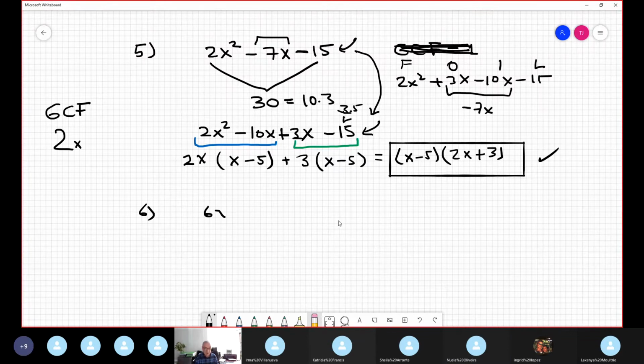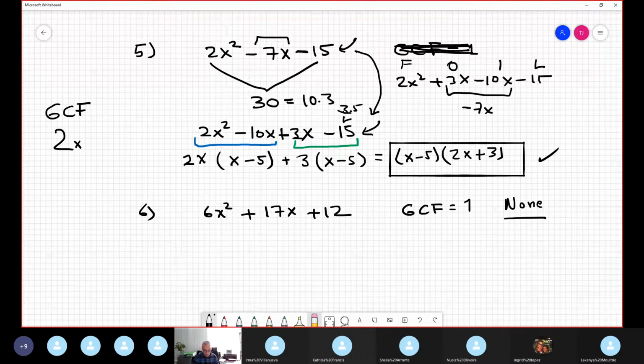Okay, 6x squared plus 17x plus 12. Do we have a GCF, yes or no? No, Professor. Well, actually, the correct answer is not the word no; one is synonymous with no. We have no common factor. Now we are in front of a complicated trinomial. To see, you multiply this and this: 72.